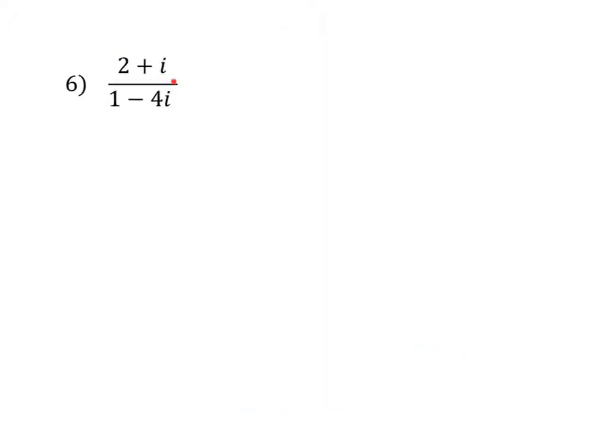So this problem here, I have 2 plus i over 1 minus 4i. So I'm dividing by this 1 minus 4i. And in order to do that, well, first I have to realize that's an imaginary number. I can't divide by an imaginary number in the bottom. So what I have to do is take that expression and multiply it by the conjugate. So if I multiply the bottom by the conjugate, well, the conjugate is 1 plus 4i. I just changed the signs. So I have to multiply the top by also 1 plus 4i.